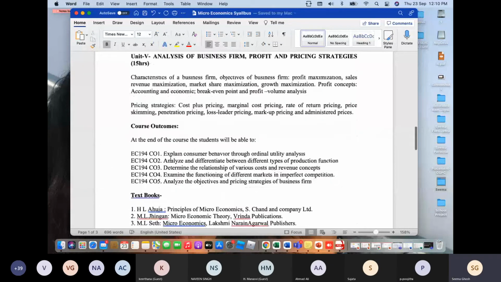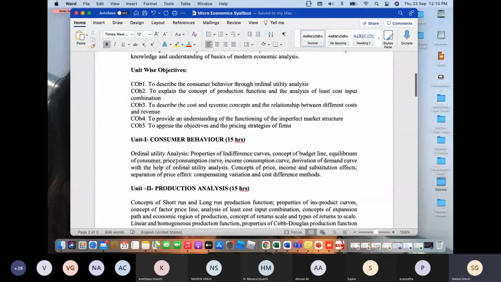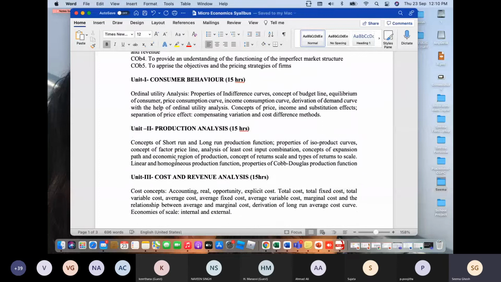So accordingly, the outcome is that you, as a student, after studying that particular unit, should be able to analyze and differentiate the different types of production function. Different types of production function is only two, that is short run and long run production function. So when we start doing this, the outcome is that you should be able to differentiate between the short run and long run production function.